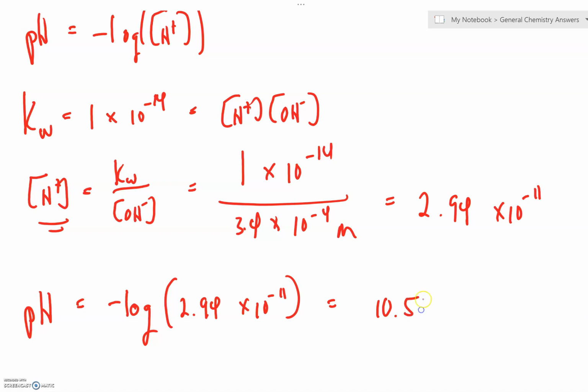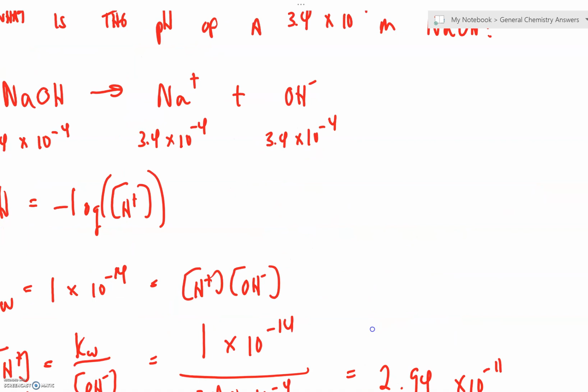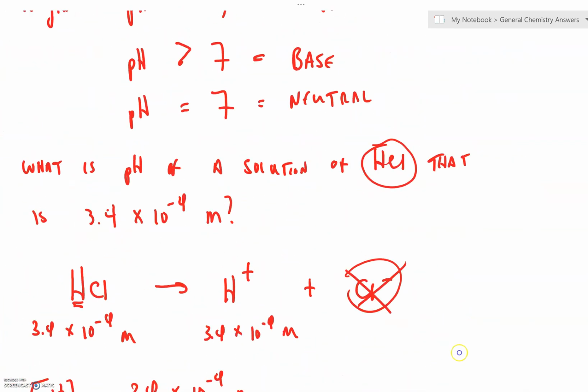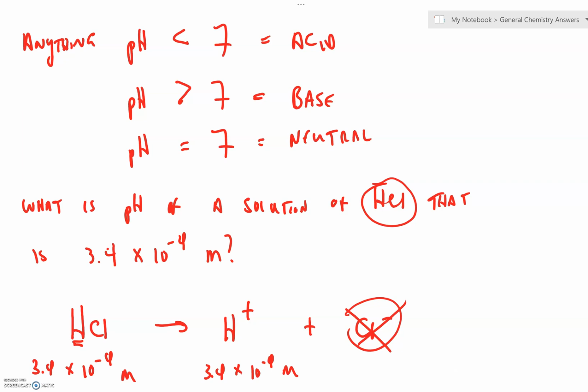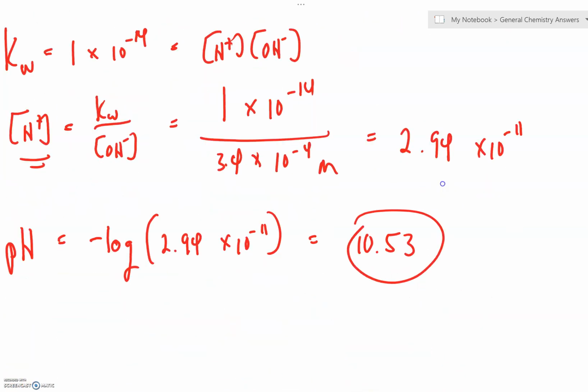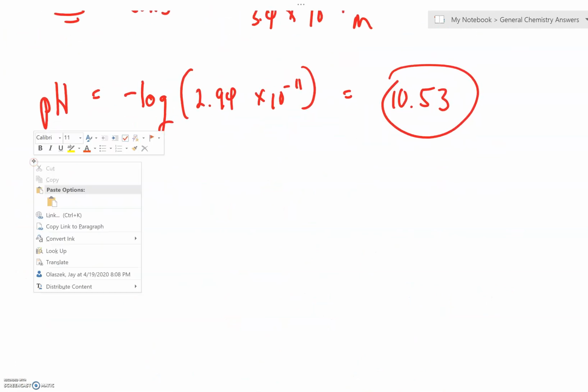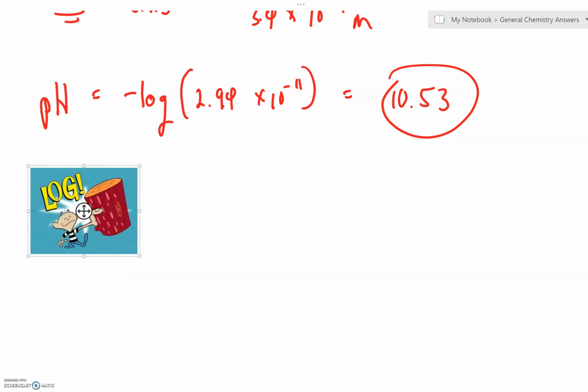10.53. Dead on the money for what we expect for a base. A base should have a pH that is greater than 7. All right. That's all you do, ladies and gentlemen. So hopefully you are going to use log. Everyone wants the log. It's better than bad. It's good. All right. Give it a try.